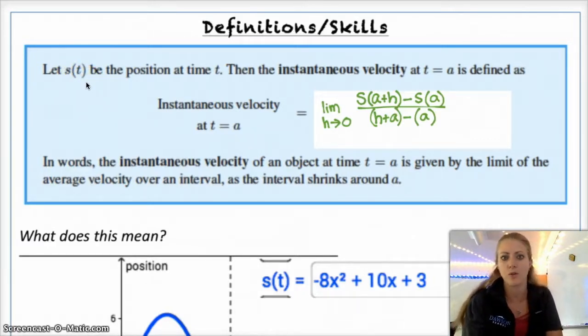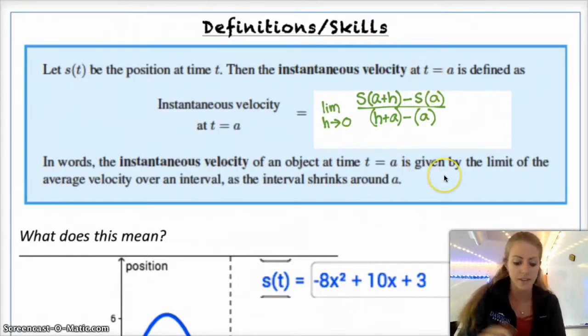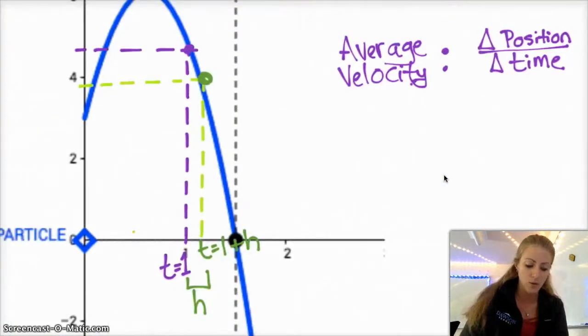f is the function or the y value, and x is the x variable. And in this case, we're just going to use s and t. Then you have the instantaneous velocity at t equals a. So like in our case, t equals 1.